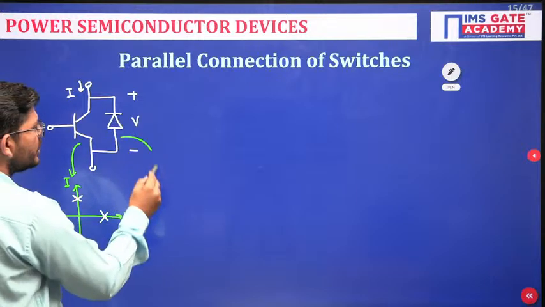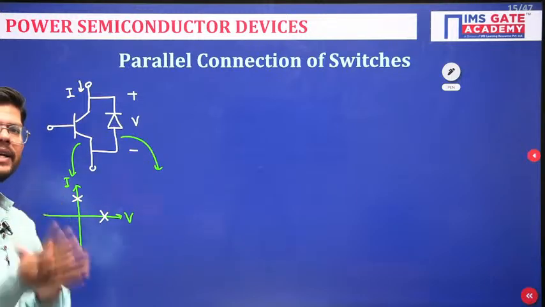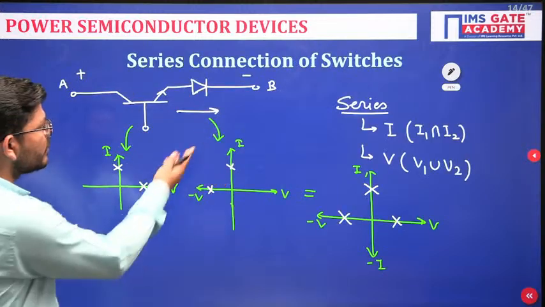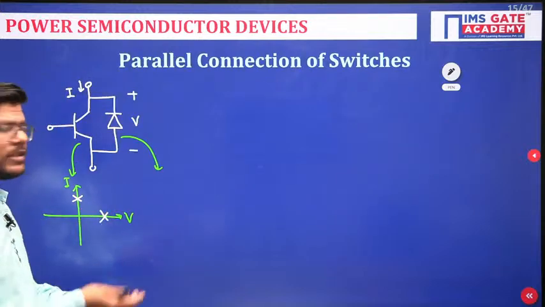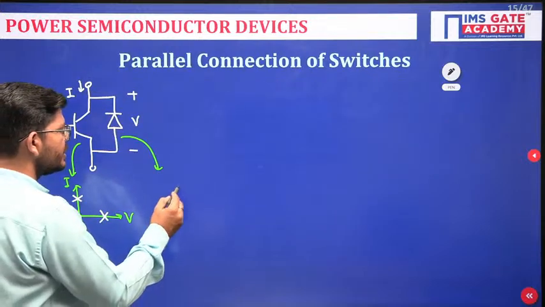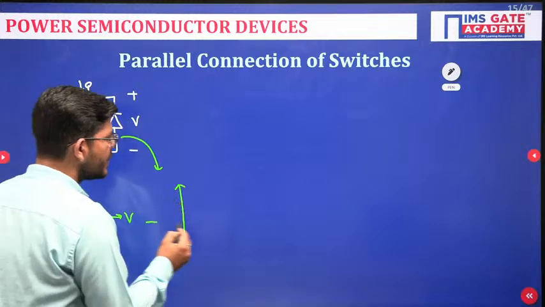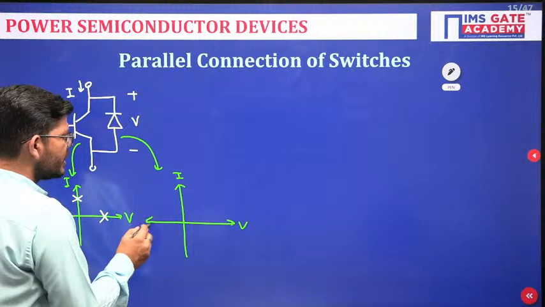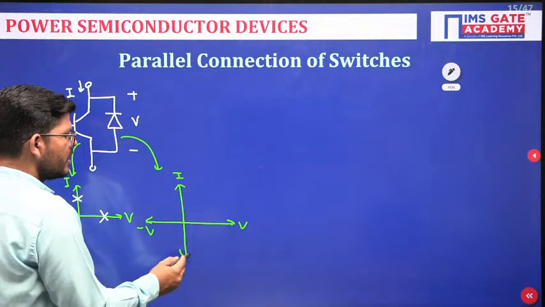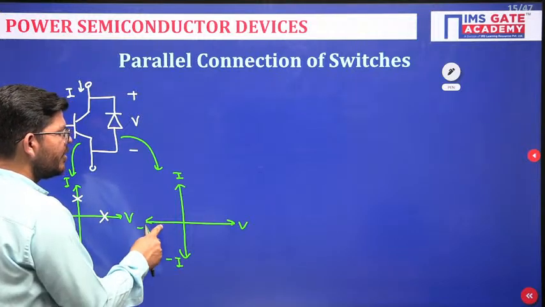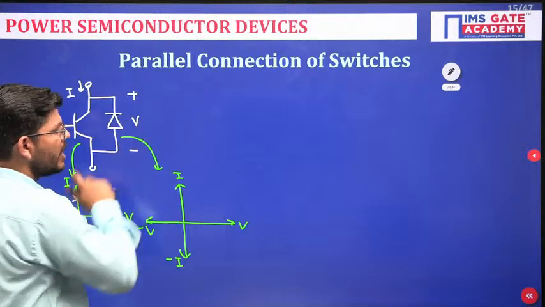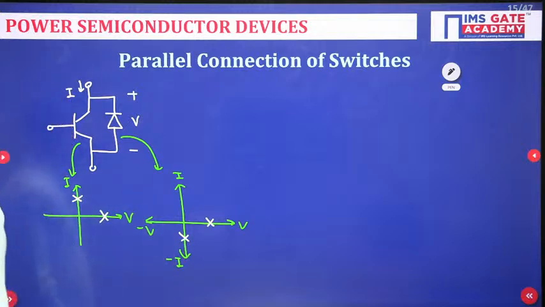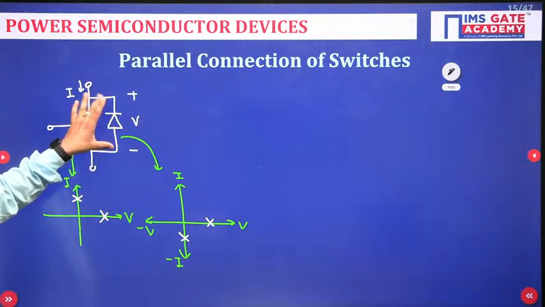Now just look at this diode. This diode is connected in reverse manner, so for this diode we have this switch realization. If the diode is connected in reverse manner, you just reverse the switch realization of a normal diode. In a normal diode, we get the operation in the second quadrant, where negative voltage and positive current are there. But if you have a reverse diode, positive voltage and negative current will be the switch realization of this reverse diode.